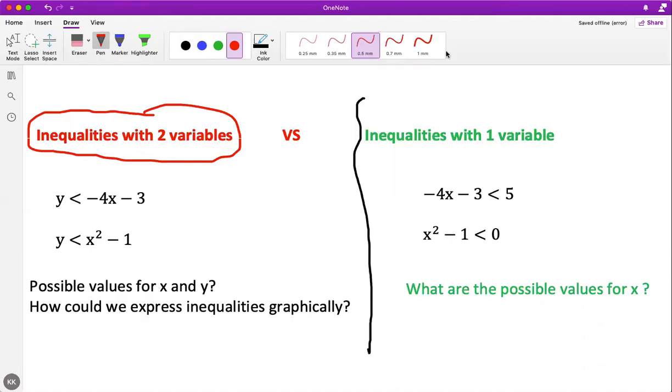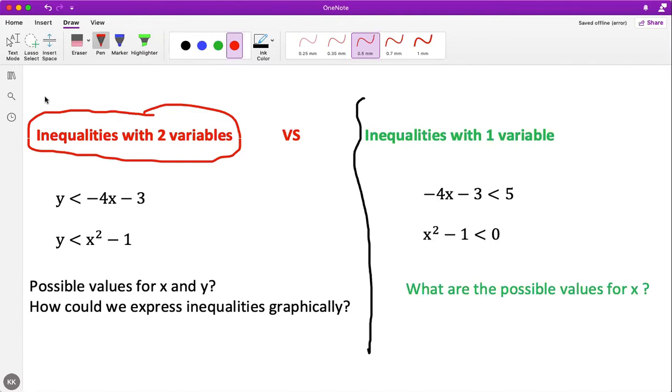So in this video, we are going to look more at inequalities. I will cover inequalities with two variables. In the previous example, I showed you inequalities with only one variable, so you know how we can solve for that. For these equations, we only have one unknown variable, which is x, and our goal is to find possible values for x.